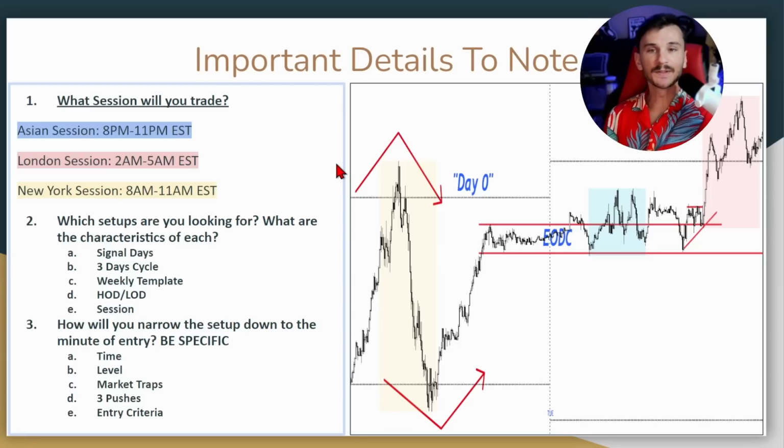So, some of the details that we need to address. What session are you trading? Asian session is from 8 p.m. to 11 p.m. That is the opening range for the day. London session is 2 a.m. to 5 a.m. Eastern time, and that is the initial balance session for the day. The New York session is 8 a.m. to 11 a.m. Eastern time.